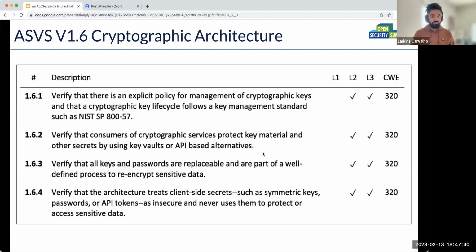Verify the consumers of cryptography service protect key material and other secrets by using key vault or API-based alternatives. The whole point of this is we need services that can handle and protect our key material securely. If we don't have services that can do it for us, it defeats the whole purpose of cryptography. Because if we leak cryptography key material, it's game over. An attacker can use this key material to decrypt the data and again get access to the sensitive data.